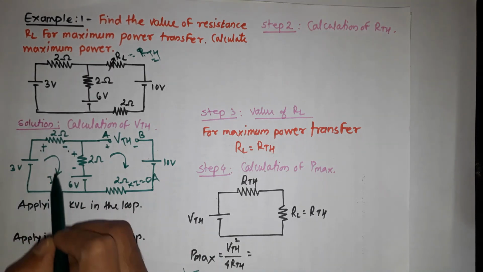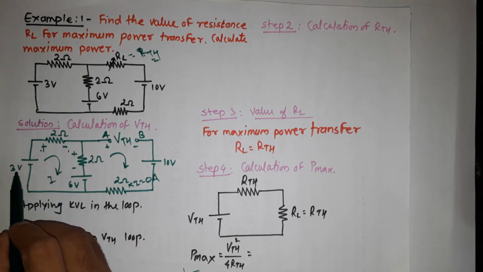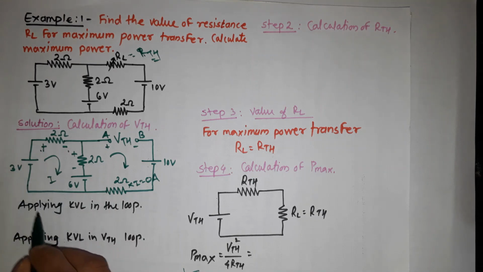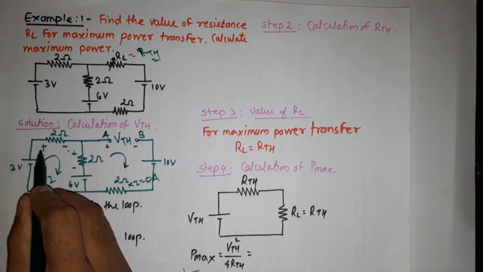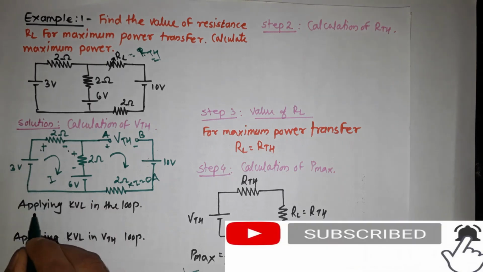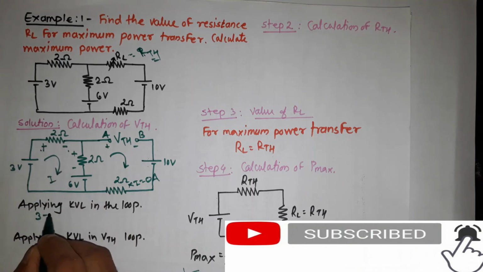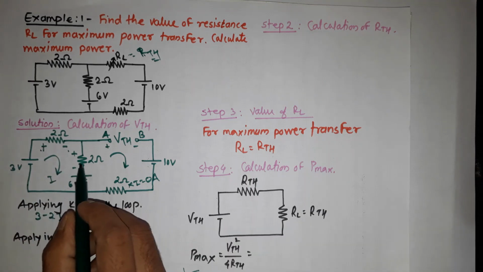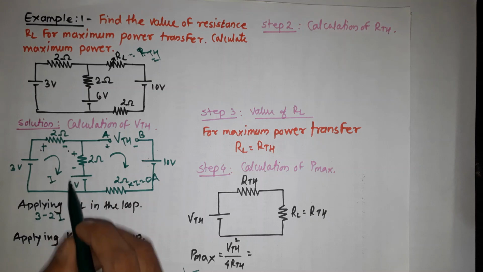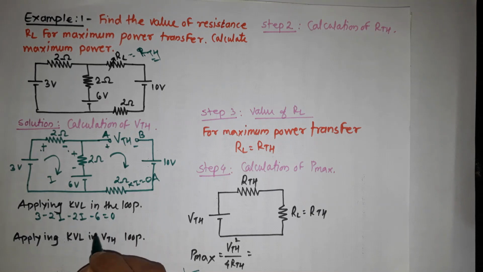Now we are applying KVL in this loop. So suppose we are starting from the 3 volt source, so the current is flowing like this in the upward direction. So minus to plus, so it is plus 3. Then for the 2 ohm resistance, plus to minus, then it is minus 2 into current I. And for the other 2 ohm resistance it is plus to minus again, so it is minus 2 into current I. And for this voltage source, plus to minus, again it is minus 6, is equal to 0.